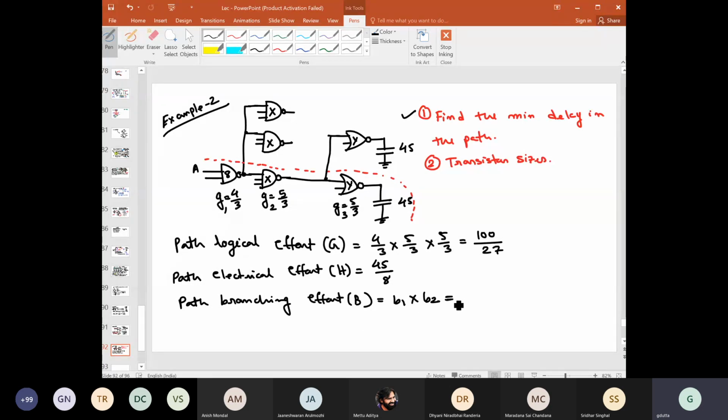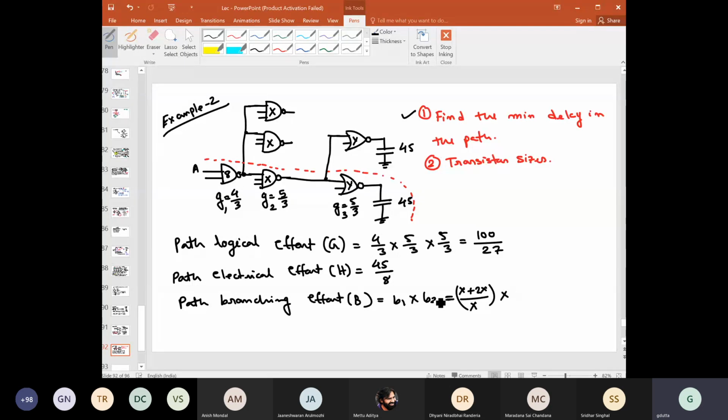Now can you please give me the value of B1 and B2? What would be the value of B1? 3. Okay, can you please explain why 3 is correct? Sir, because on is just x and off is 2x, so divided by x plus 2x, over the on, which is x. Yes. Fine, that basically gives us this 3 for B1.